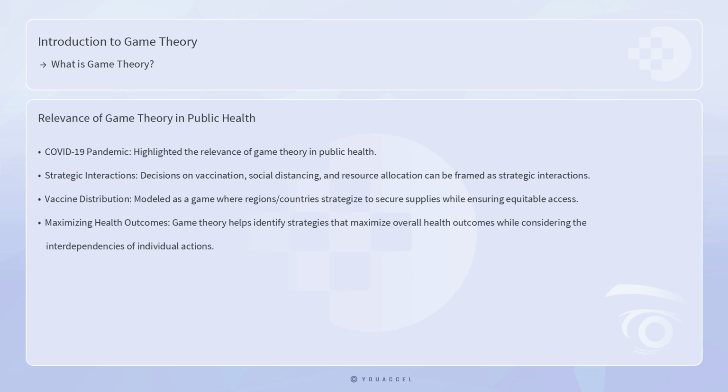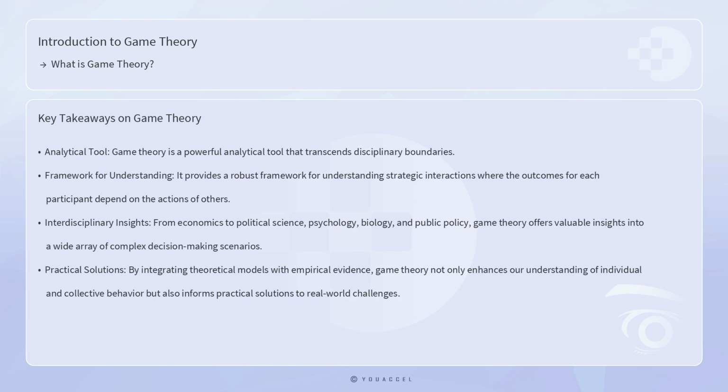Moreover, the COVID-19 pandemic highlighted the relevance of game theory in public health. Decisions regarding vaccination, social distancing, and resource allocation can be framed as strategic interactions. For instance, vaccine distribution can be modeled as a game where different regions or countries strategize to secure adequate supplies while ensuring equitable access. Game theory helps identify strategies that maximize overall health outcomes while considering the interdependencies of individual actions.